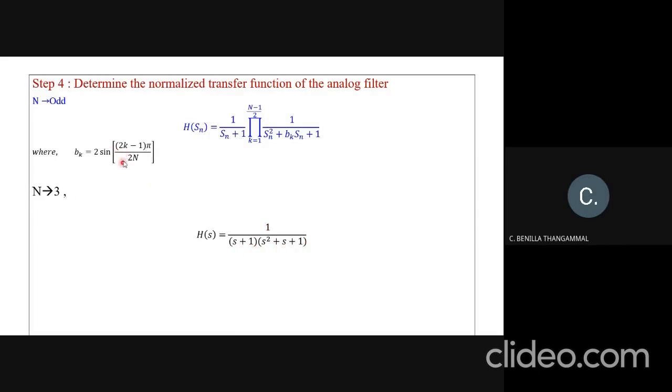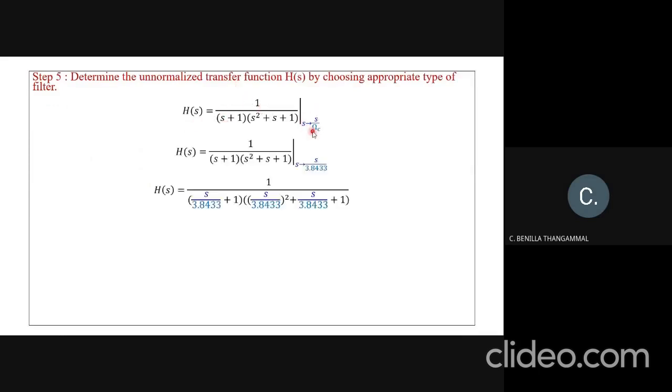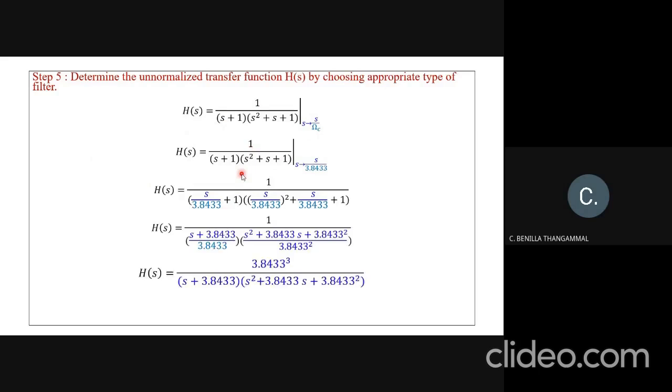So here you substitute your bk value, that is bk value 1, 1. So 2 sine (2k minus 1) pi divided by 2 into 3, that is 6. You'll be getting your value here. Right, so now step 5 is to get your non-normalized transfer function. In your H of s, if you replace your s by s by omega c, you'll be getting your answers here, right? So wherever I have s in H of s, I replace it by s by omega c, and then I'll be getting this value. So finally your H of s, by substituting the step-by-step procedure, you'll be getting your H of s, right?